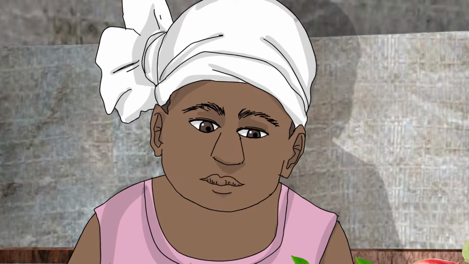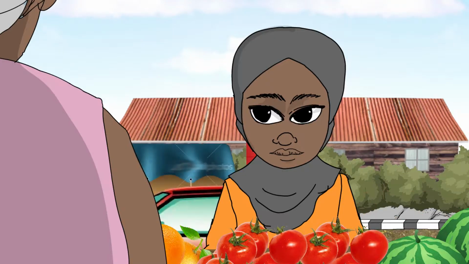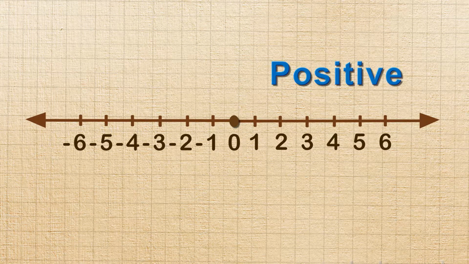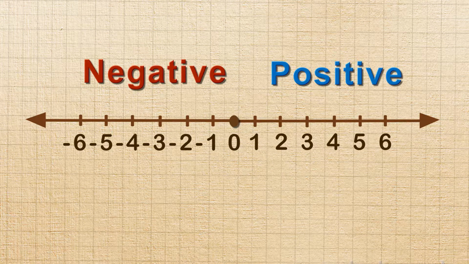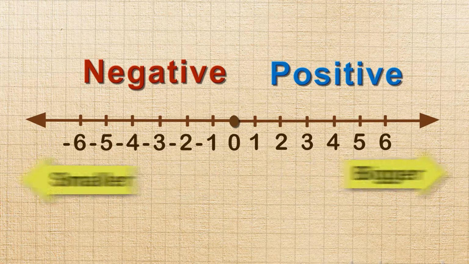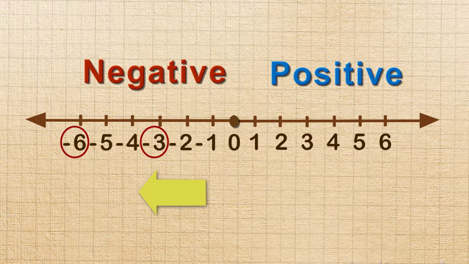Yes, they are. So, can you give me a recap of what we have just discussed to see if you have understood negative numbers? That's easy. Numbers to the right of 0 are positive numbers, and those to the left are considered to be negative numbers. And if a number is to the right of a given number, then it is bigger. And if it is to the left of that number, then it is smaller. So, for example, 2 is bigger than -3 because it's to the right of -3. But -6 is smaller than -3 because it's to the left of -3.